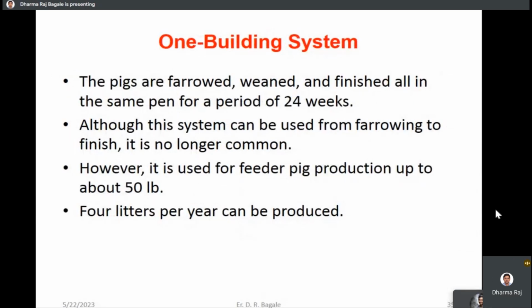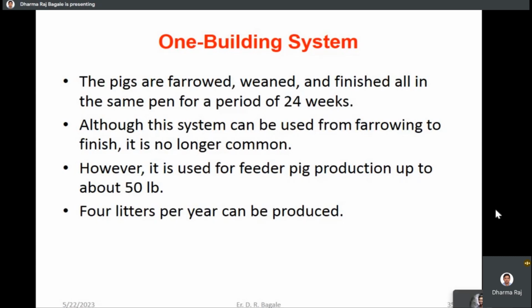In the one building system, the pigs are farrowed, weaned, and finished all in the same pen for a period of 24 weeks. That means 24 weeks is sufficient for the piglet to be sold to the market. So the pigs are farrowed and nursed, weaning means feeding them with an external source, and finishing them for the market, which we do in the same building.